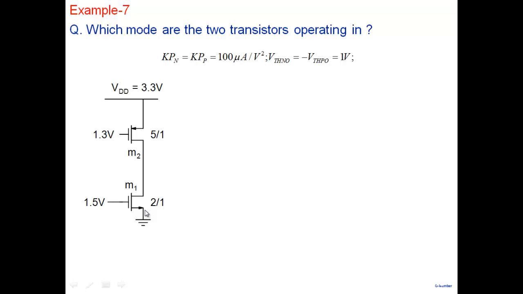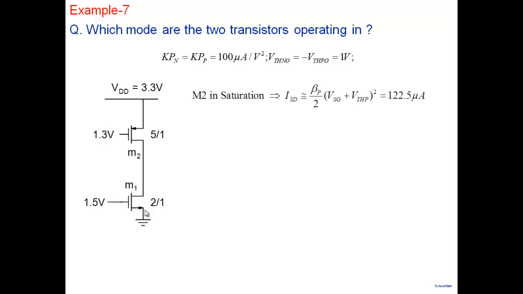If our luck is right, it will come out to be in saturation, and that's the end of the story. But if it is not in saturation region, then we'll do a slightly messier analysis with the linear region. So let's assume both of them are in saturation. So M2 in saturation region, then the current flowing through M2, ISD, will be beta P by 2 (VSG plus VTHP) squared, 122.5 microamperes.